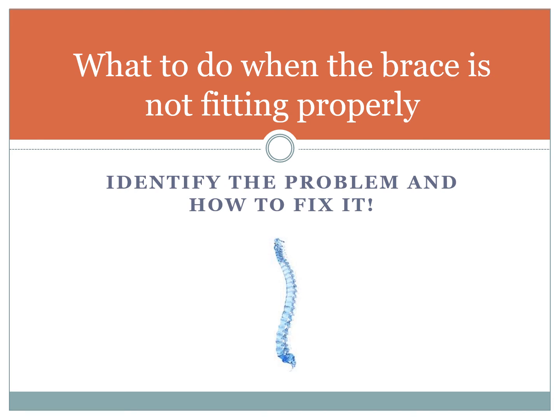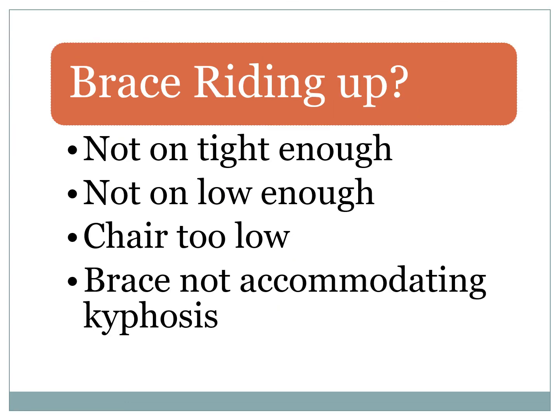Now we will look at what to do when the brace isn't fitting correctly, how to identify the problem, and then to fix it. If the brace is rising up, then it might not be on tight enough or it may be positioned too low. It also may be because the chair that the person is sitting on is too low, which is bringing them out of an ideal sitting position. If the person has a kyphosis or curve in their spine, the brace may not be facilitating that, causing the brace to move position. A person should feel almost instant relief or comfort when the brace is fitted correctly.